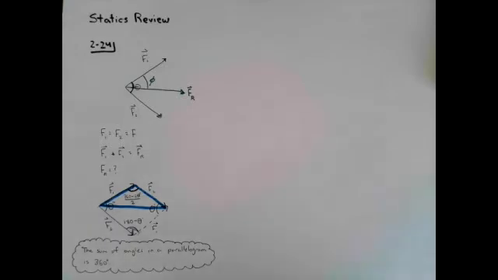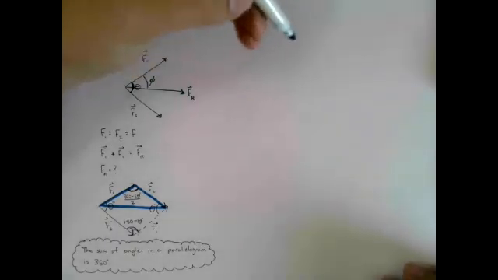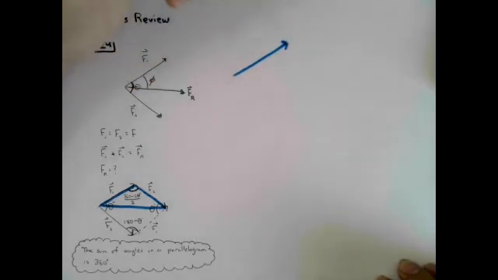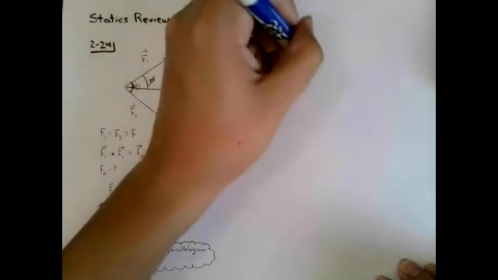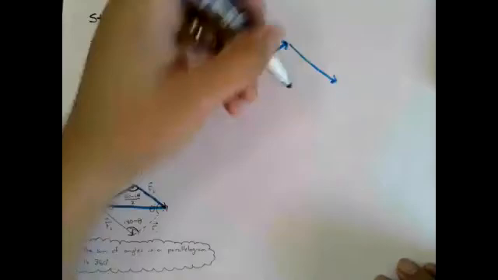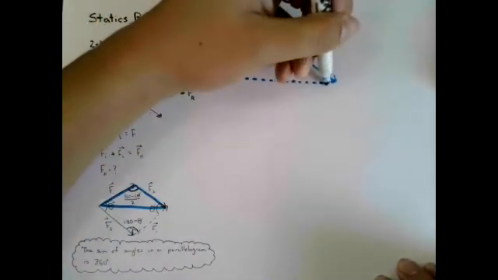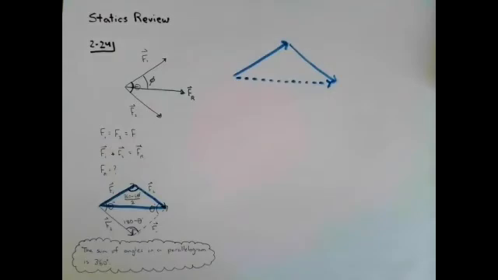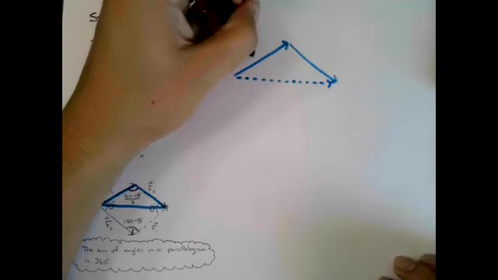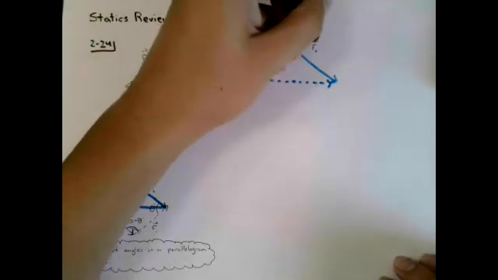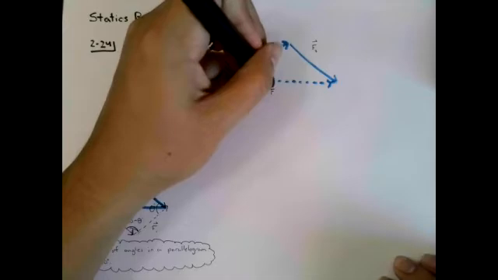So if I were to draw my triangle, I'm going to draw a little bit bigger here so we can work with the angles. I would essentially have my f1 vector, my f2 vector, and my resultant force vector. So that is the triangle rule. Let me write down the names of the vectors here. We have f1, we have f2, and we have our resultant vector, fr.